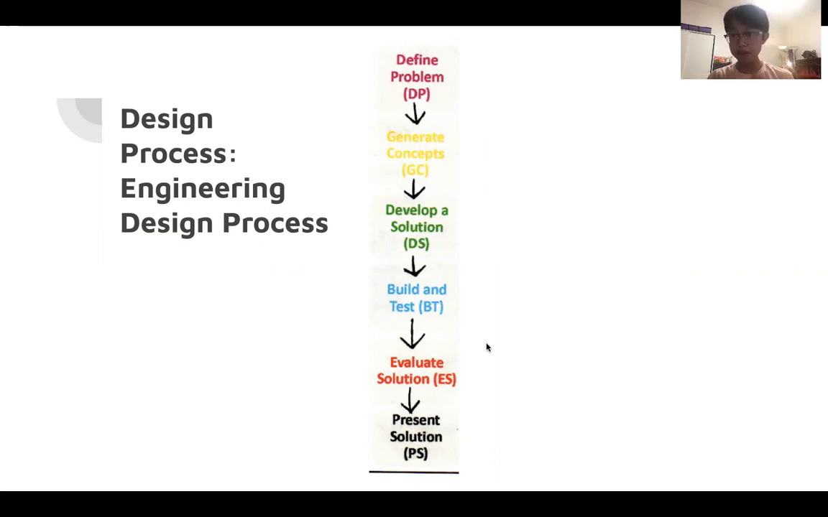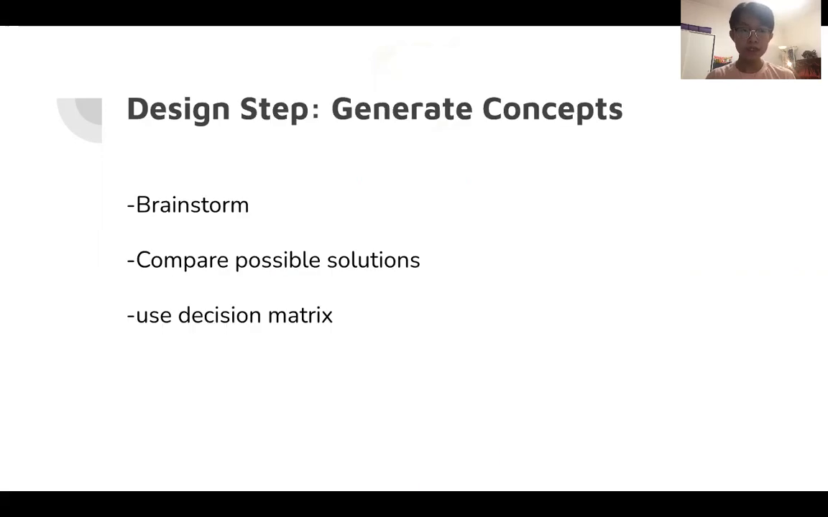So the part that best interests me and I think can be best visualized is generate concepts. For this step, our team first brainstorms about the possible solutions to a problem, and then we compare them and use a decision matrix to decide which solution is the best that can help us solve the problem.